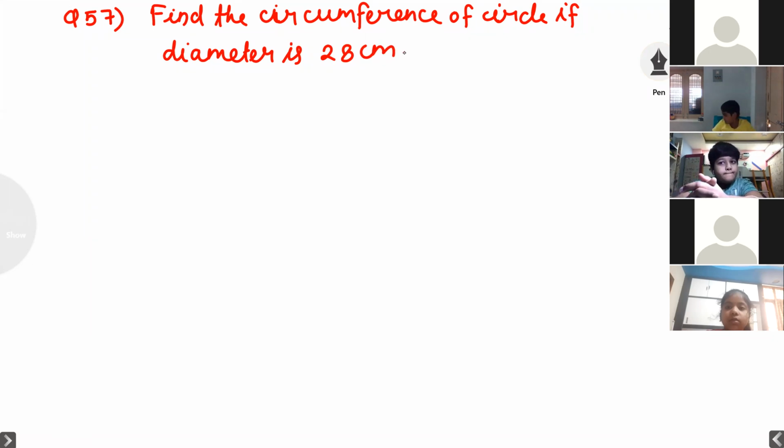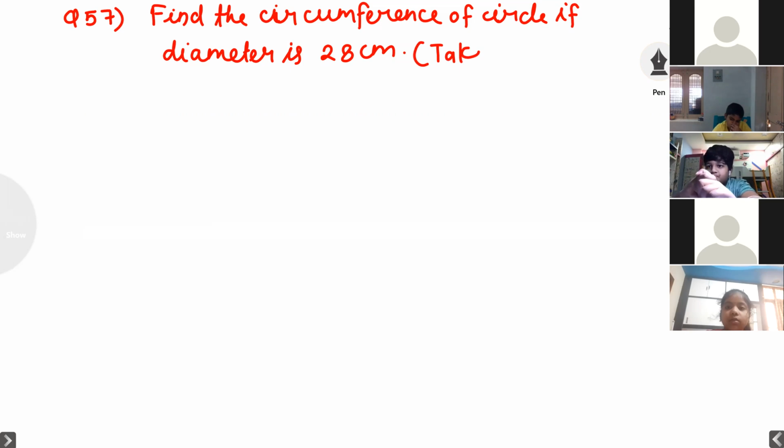I have given two formulas for how to find circumference of circle. What is definition of circumference? Distance around circular region is called circumference of circle. What is formula? Circumference of circle, small c, is equal to pi d or 2 pi r. If they have given diameter, c is equal to pi d. The value of pi is 22 by 7 or 3.14. In the exam, they will mention what is the value of pi.